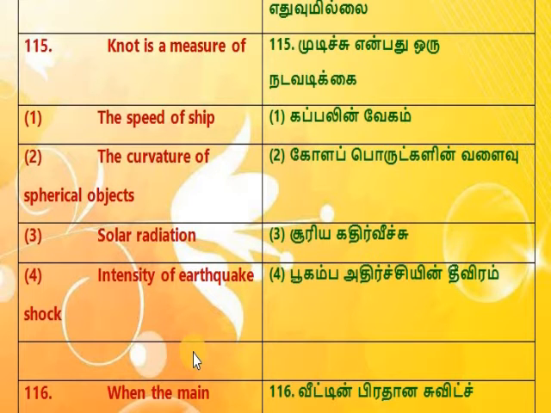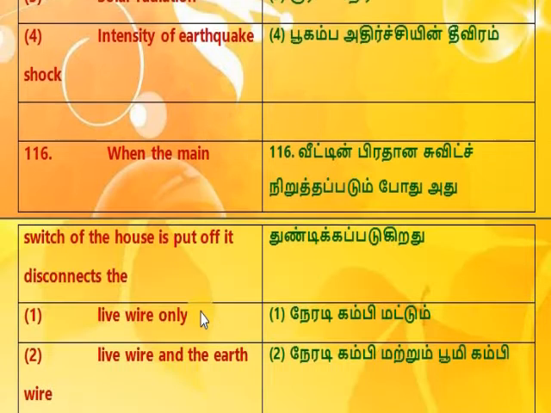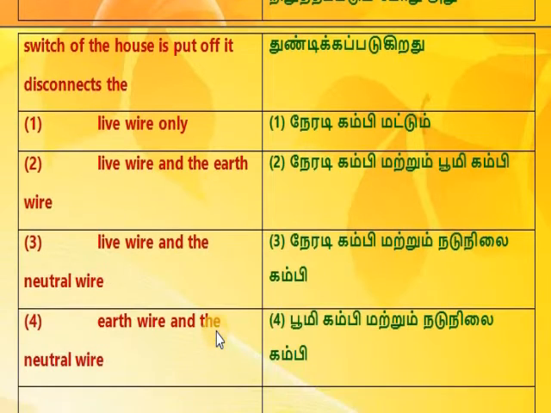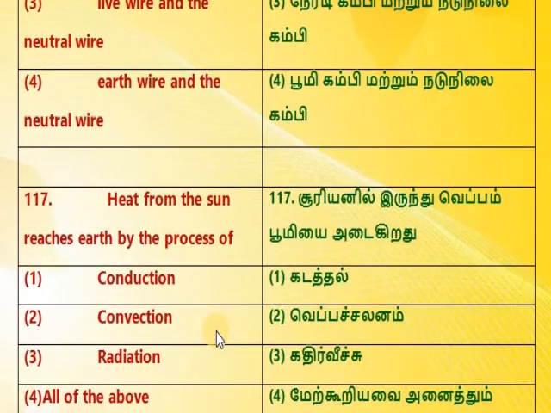The speed of ship, 2. The curvature of spherical objects, 3. Solar radiation, 4. Intensity of earthquake shock. 116. When the main switch of the house is put off, it disconnects the: 1. Live wire only, 2. Live wire and the earth wire, 3. Live wire and the neutral wire, 4. Earth wire and the neutral wire.